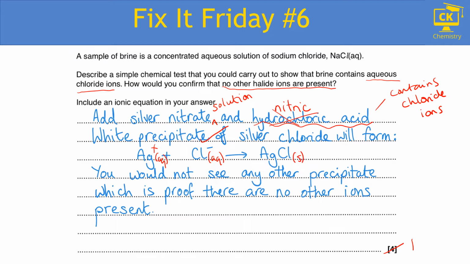So far we've got a mark for what we're adding, silver nitrate, preferably solution, with nitric acid solution; a mark for our observation, which is a white precipitate of silver chloride; and a mark for our ionic equation, preferably with state symbols.